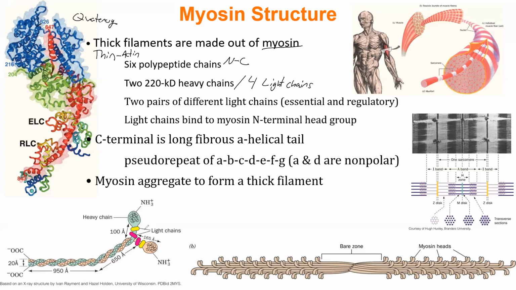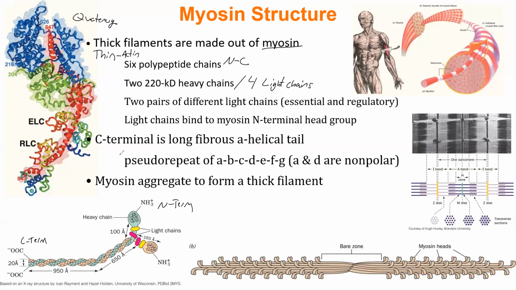So the heavy chains, you got 2 of those, and they wrap around each other. So they're forming like a helix with each other. And at the very end, you have these head groups. So that's the N termini, the head groups. And where they end when they're wrapping, that's the C termini. So N terminus, C terminus. And wrapped around each head group are 2 of these light chains. So they bind at the N terminus of myosin.